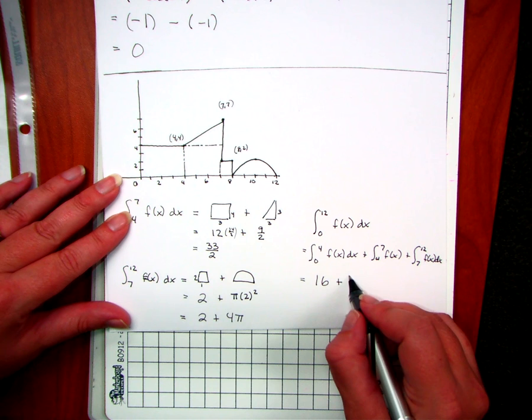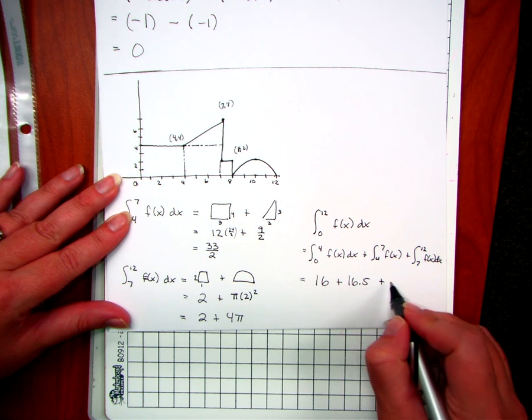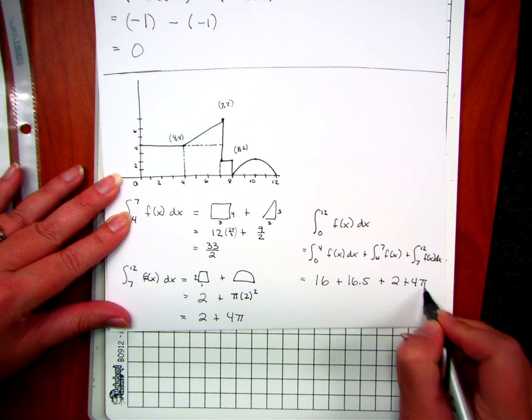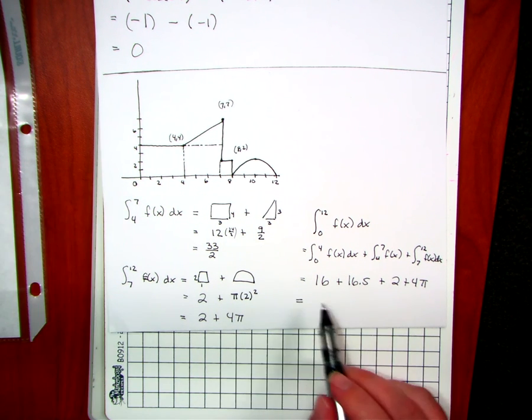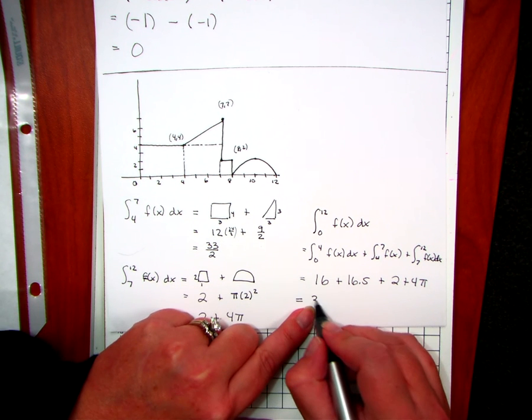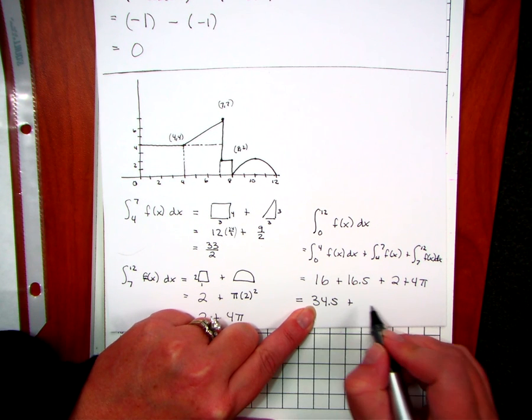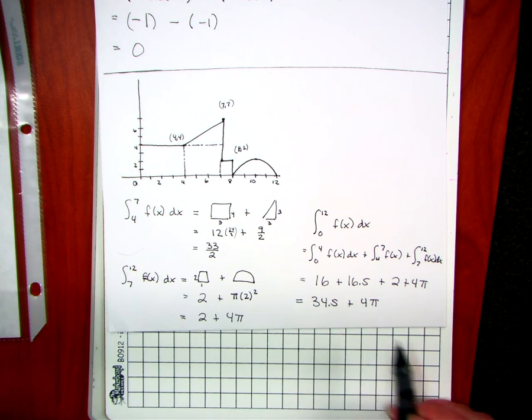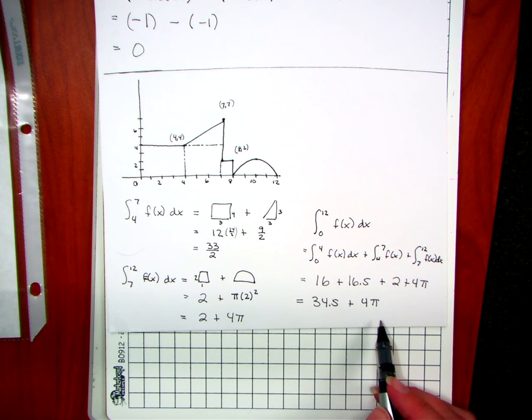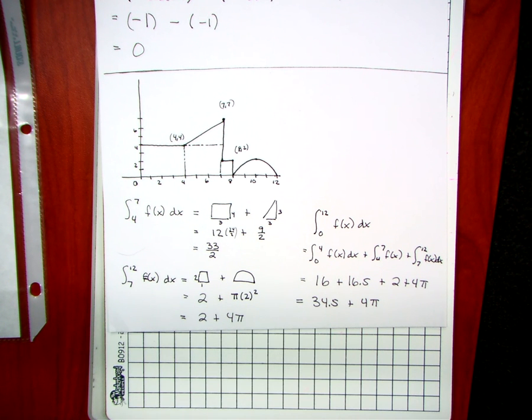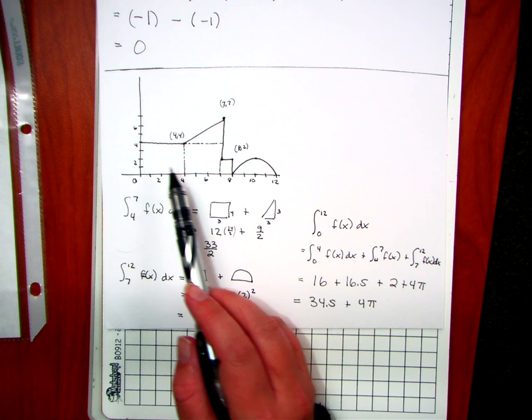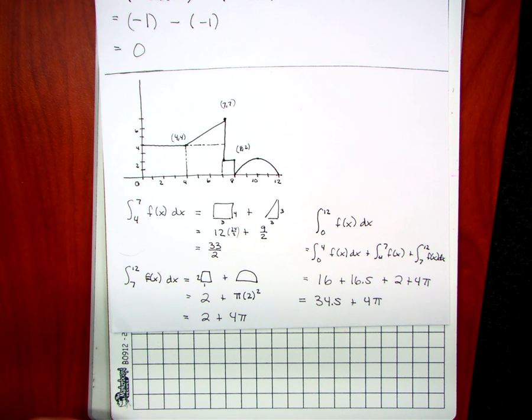So the total area, 16 plus 16.5 plus 2 plus 4 pi. So I'm going to get 32.5, 34.5 plus 4 pi. I hope I did my arithmetic right. Okay, but if we were to calculate the whole area, maybe we do a decimal, maybe not. But you can find the area under the curve geometrically when possible. So that's it for 4.8. And I will see you guys later.